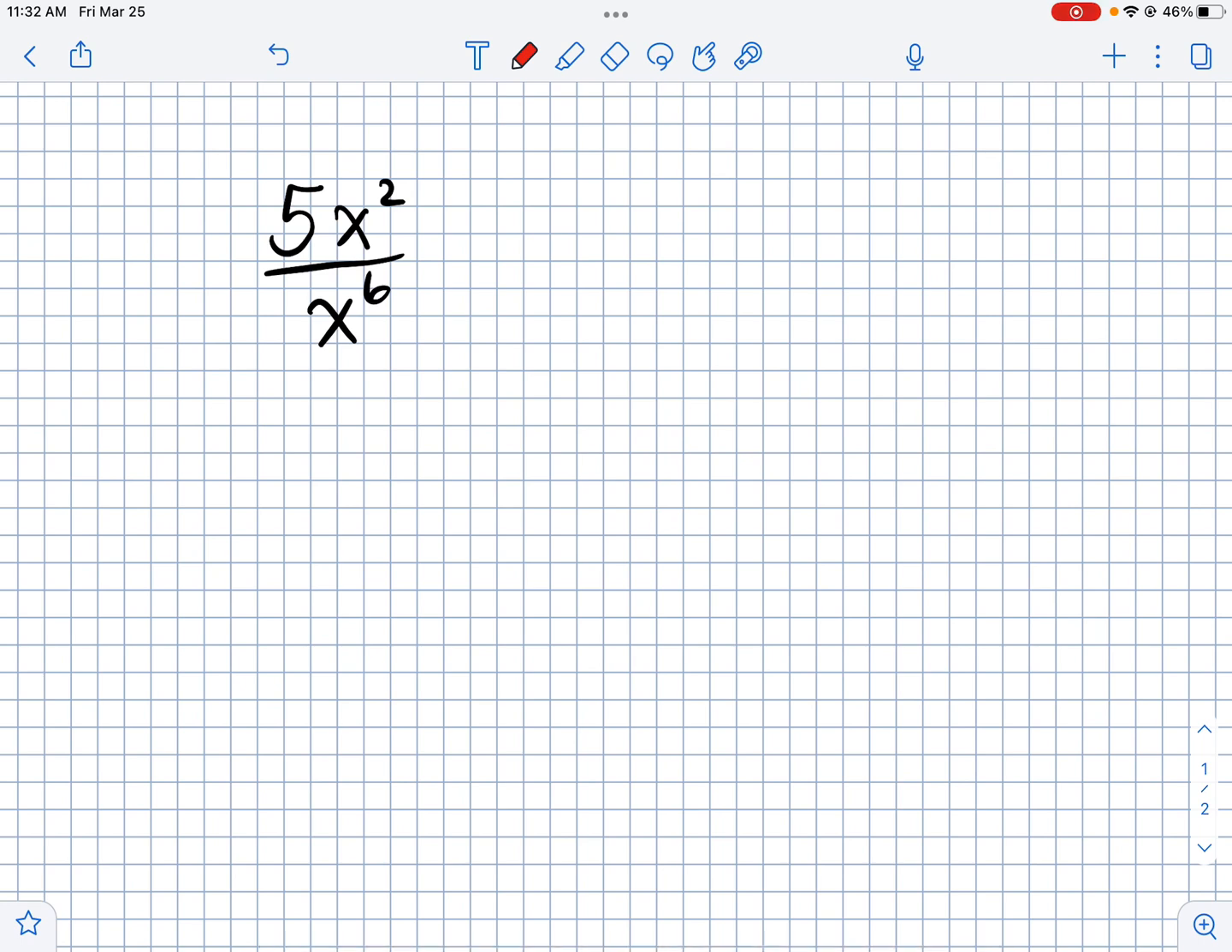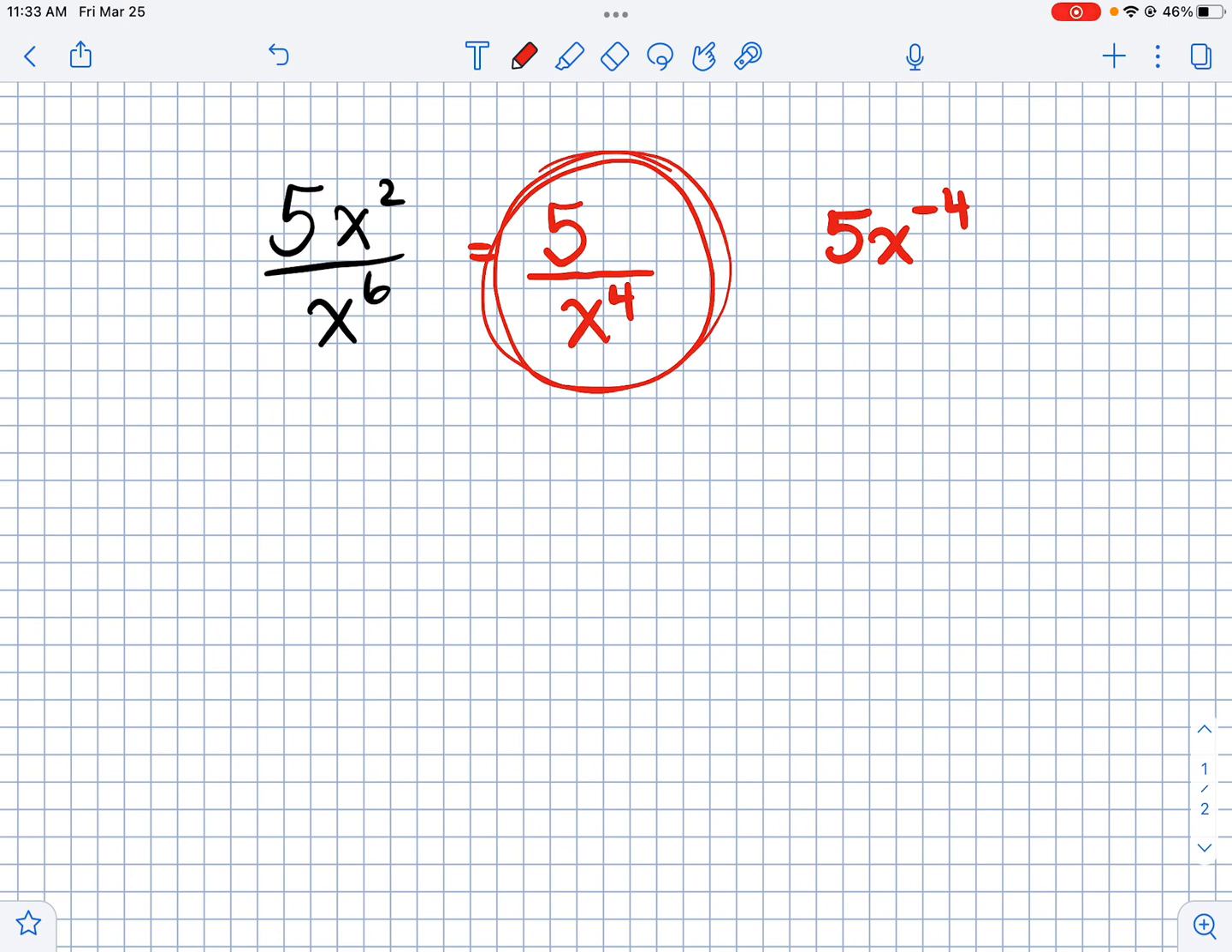Next question, 5x squared divided by x to the power of 6. Nothing to do with the 5, so I'll just leave it there. And then x squared divided by x to the power of 6, same thing as above. I'm going to leave it in the denominator because there's more of them there. 2 minus 6 would be negative 4, or positive 4 if it's in the denominator. So we wouldn't want to write it like 5x to the negative 4. Well, you can, but it's more acceptable to keep exponents written as positive exponents. So this is the answer we would prefer: 5 over x to the power of 4.